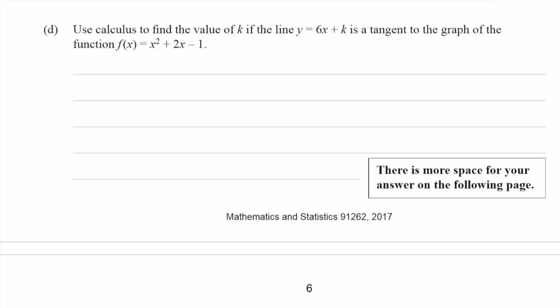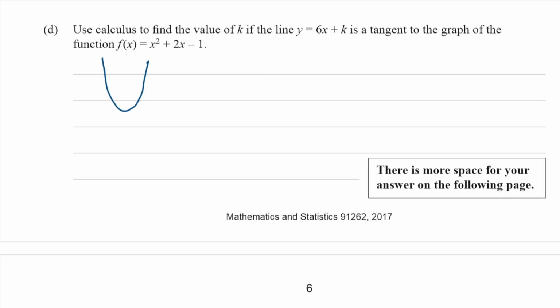Use calculus to find the value of k if this line, 6x plus k, is a tangent to this function. So let's just think about what that looks like on a graph. The function we're given is a positive quadratic, something like that. Beautiful. And the tangent, or the supposed tangent, is 6x plus k.